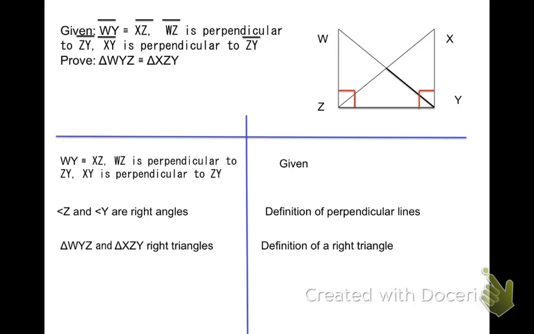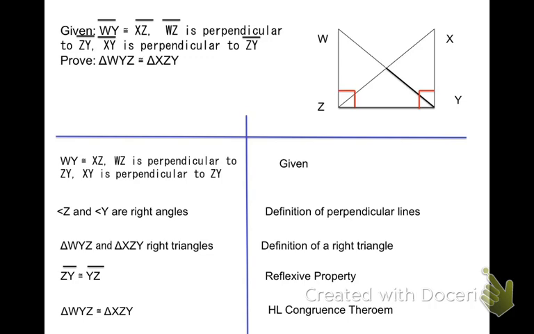given the right angle there, we've got the two triangles being right triangles by the definition of right triangles. Here's your ZY and YZ. That's the reflexive property. That's the base. That's enough information to prove the triangles are congruent. We've got the hypotenuse is given to be congruent. We got the leg, and we've established a right triangle. We've got the proof by the HL congruence theorem.